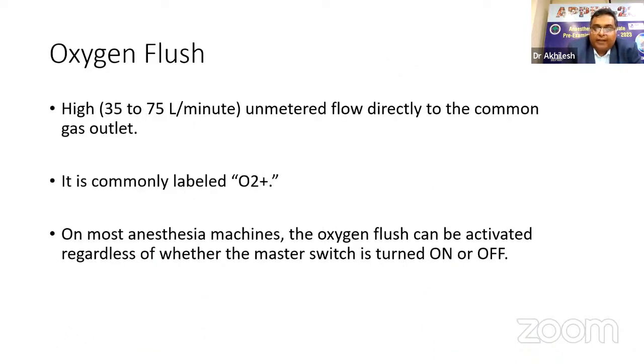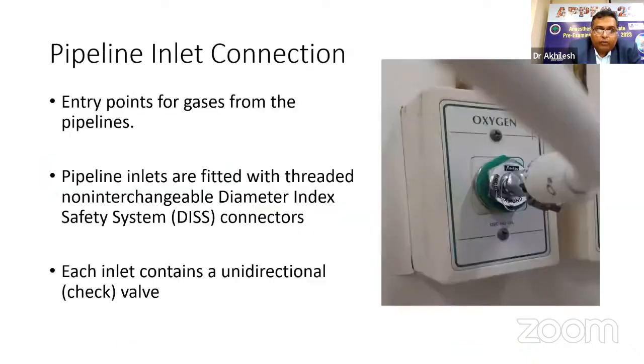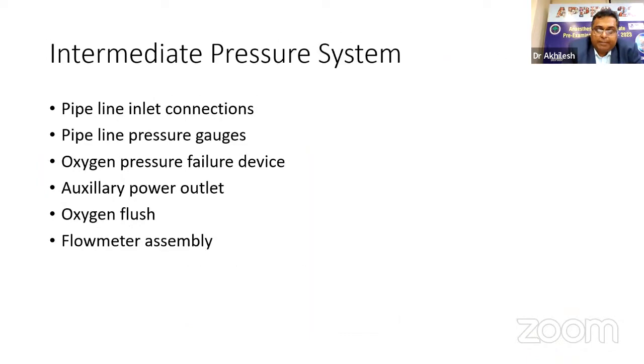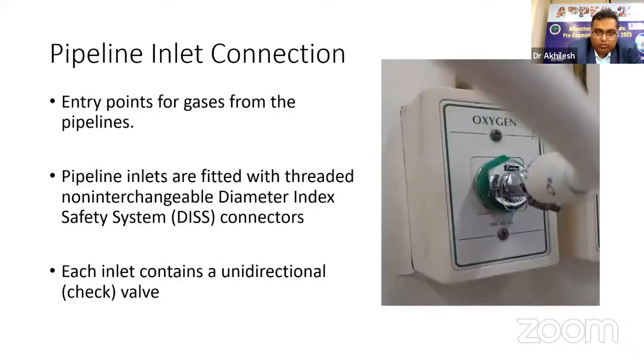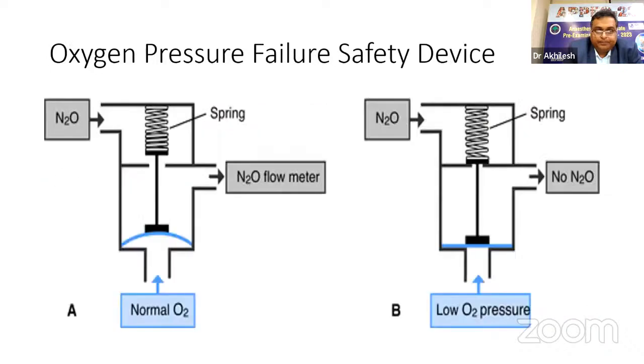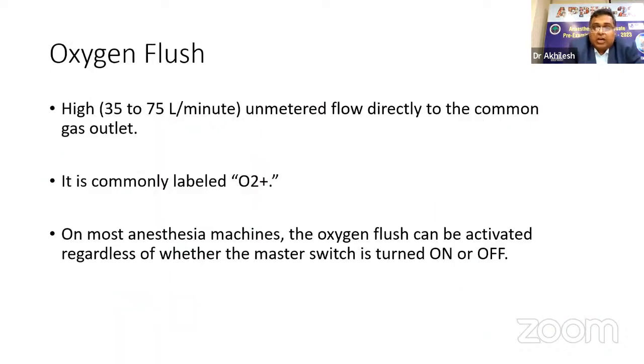Then another thing of the intermediate pressure system is the oxygen flush. So what all we have talked about: pipeline inlet connections, pipeline pressure gauges, the oxygen pressure failure device, then we'll talk about the oxygen flush. This is the oxygen flush. Another important question which is asked in the exam is how much flow of oxygen is given out from the oxygen flush. So it is 35 to 75 liters per minute, and that's a good amount of flow.